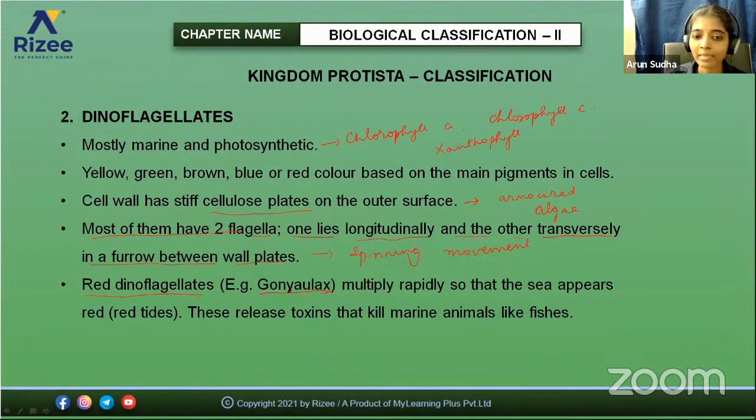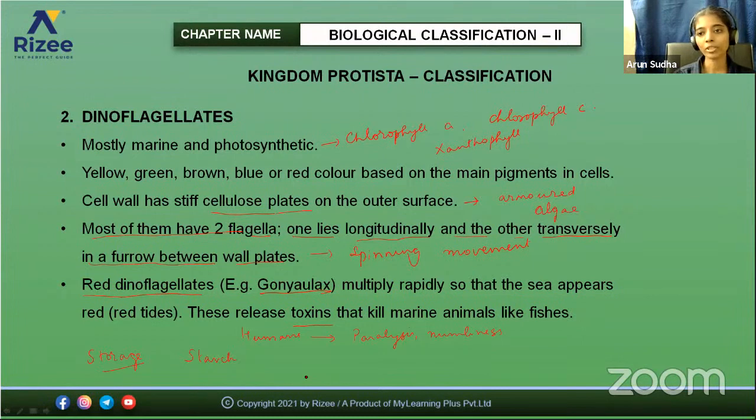These groups of dinoflagellates actually release toxins, and that is not good. When the seawater is red in color, that is not good, because they release toxins, and these toxins kill marine animals like fishes, and are also toxic for humans. Through the fish, it enters the human through the food chain, and it may cause paralysis, that is numbness, and it may also cause death. So these toxins are very dangerous, as a result of the growth of these dinoflagellates. And the main storage form of food here is starch. It is stored as starch.